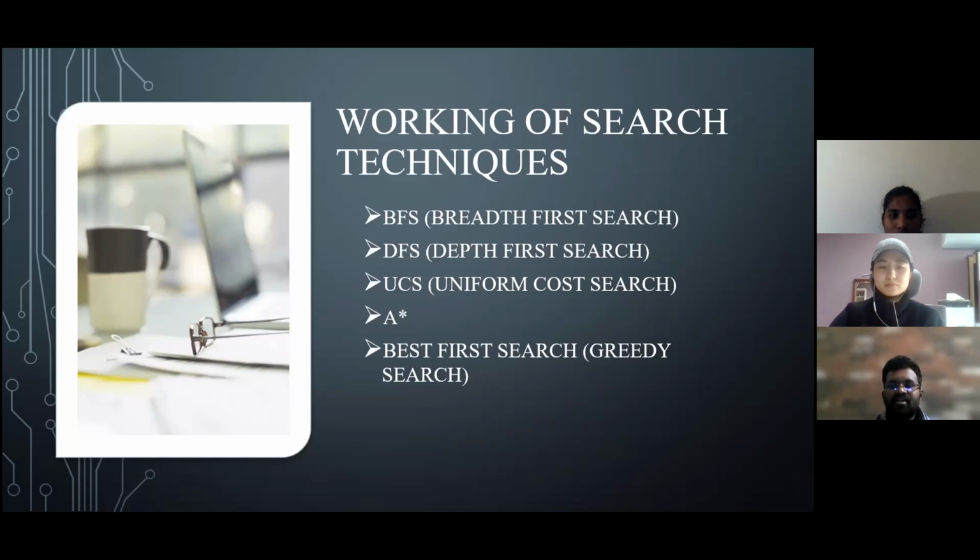A star. The A star algorithm is a search algorithm that calculates the shortest path between the starting point and the end point. It is used in a variety of applications, including mapping. Best first search, also called greedy search, is a combination of breadth first search and depth first search. A priority queue is used to implement best first search.